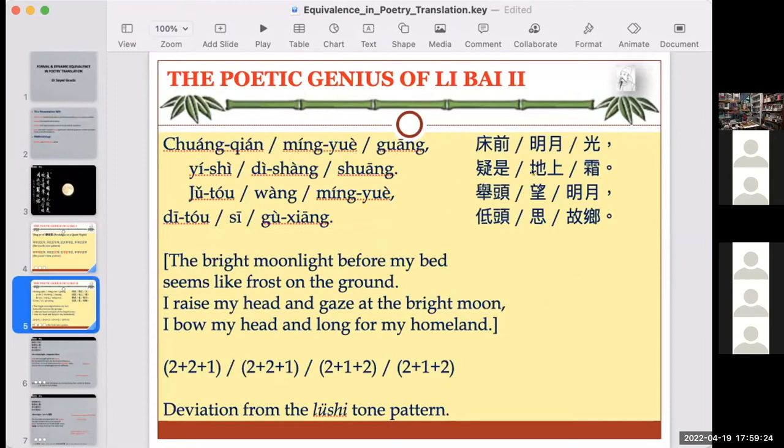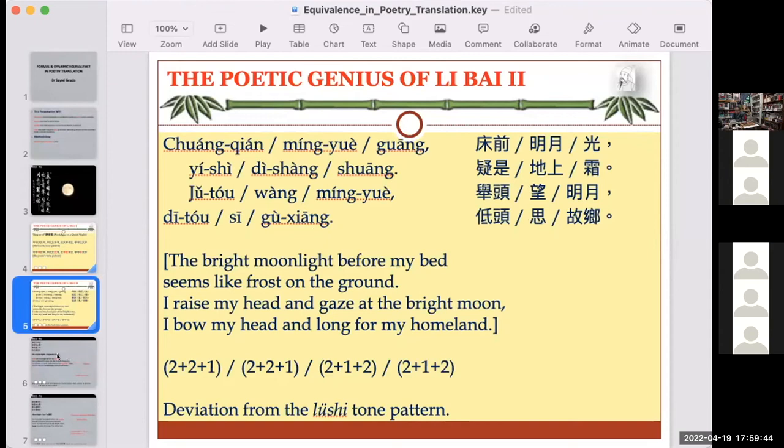Okay, so this is the poem here. This is how I divided it. This is my own scansion. I would analyze the rhythm this way. I don't have to read it this way, but analyzing the rhythm, I would do it this way: 2 2 1 2 2 1, then 2 1 2 2 1 2.